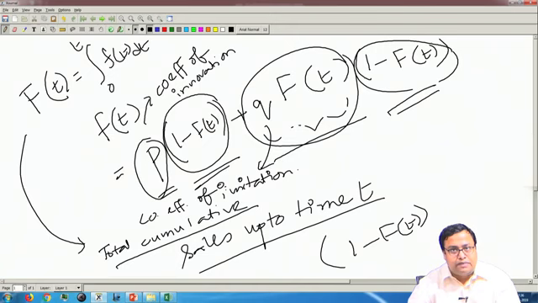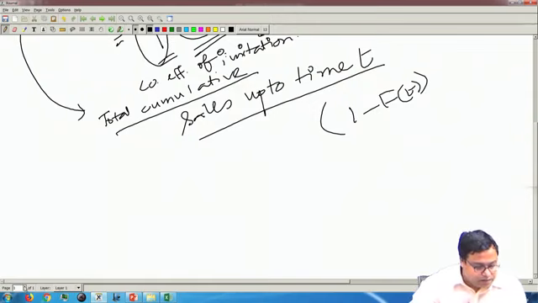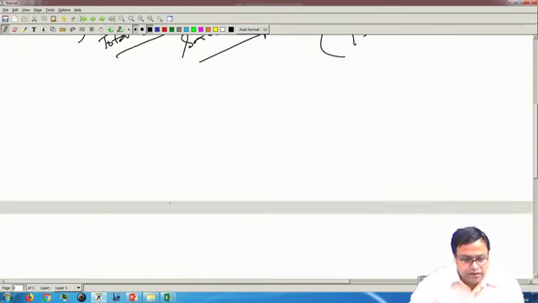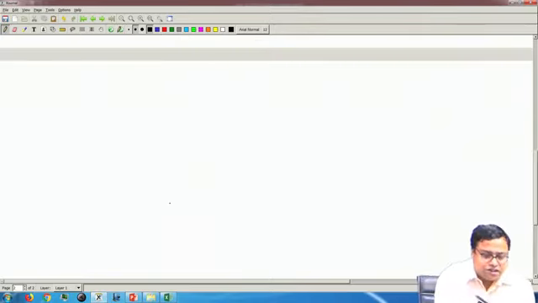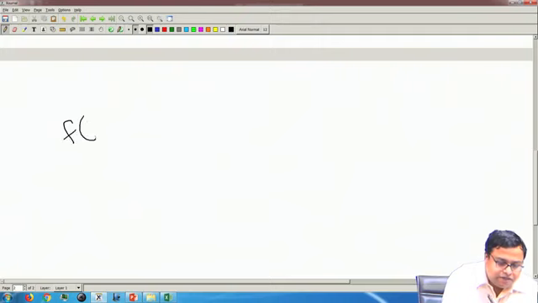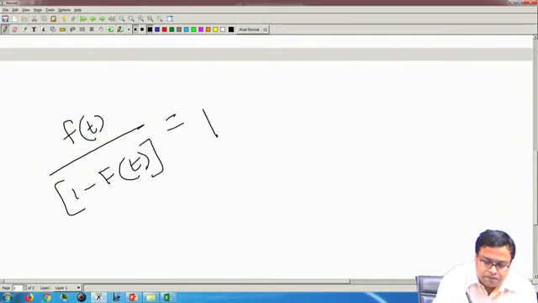So, by saying that, what I am trying to say is that, just one minute. So, currently what is the function then? The function is f(t) by 1 minus capital F(t). This is actually the function of the Bass diffusion model, p plus q of capital F(t).